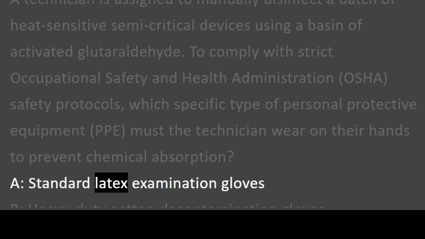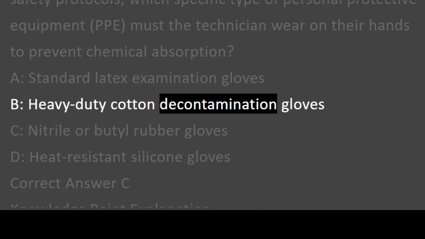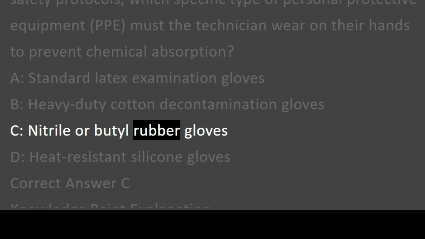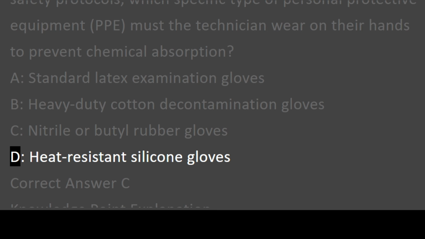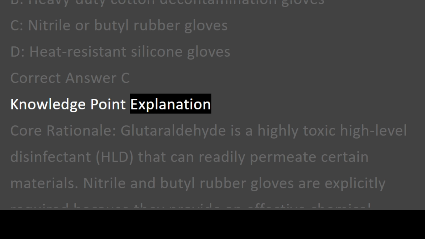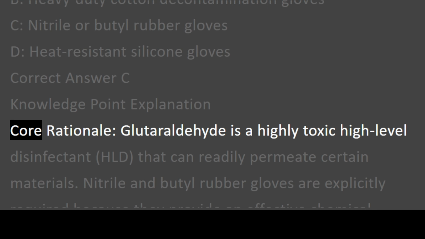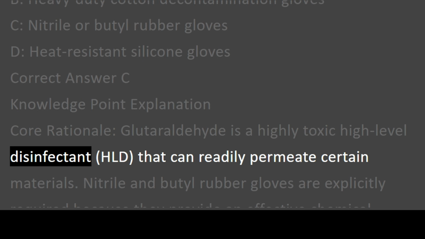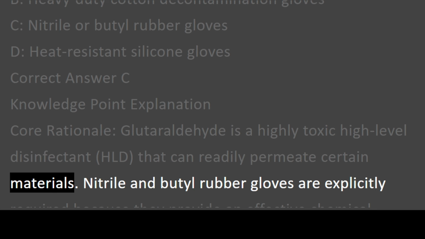A. Standard latex examination gloves. B. Heavy-duty cotton decontamination gloves. C. Nitrile or butyl rubber gloves. D. Heat-resistant silicone gloves. Correct answer C. Knowledge point explanation. Core rationale: glutaraldehyde is a highly toxic high-level disinfectant, HLD, that can readily permeate certain materials.